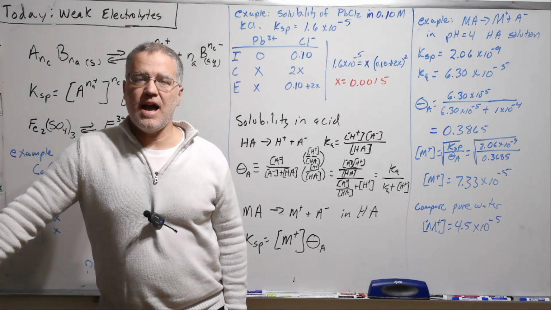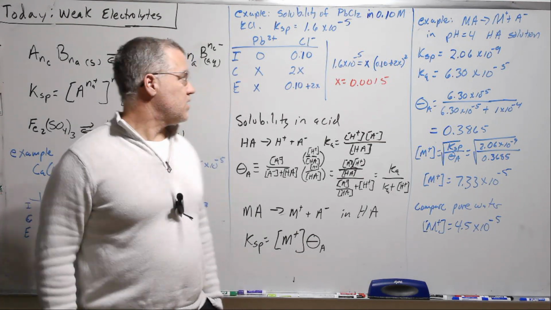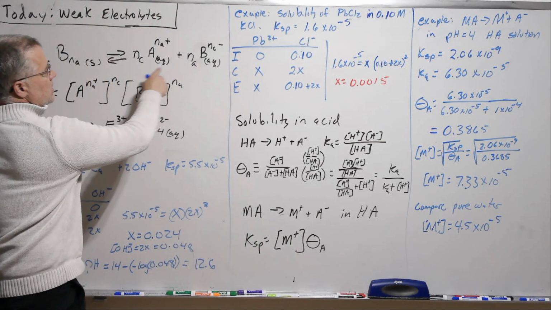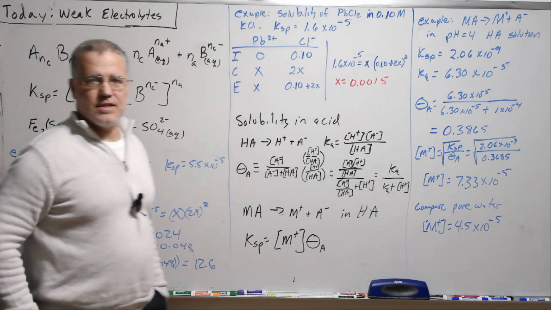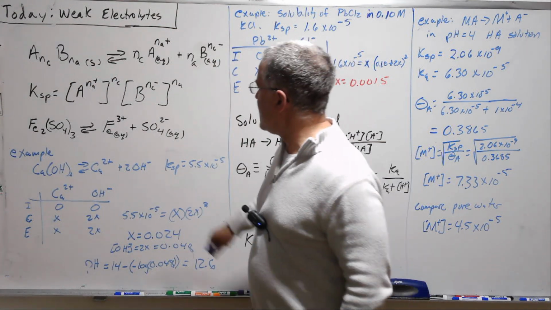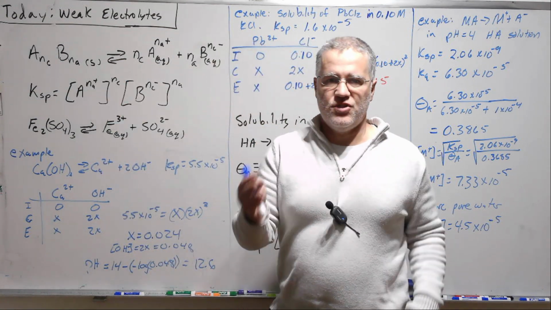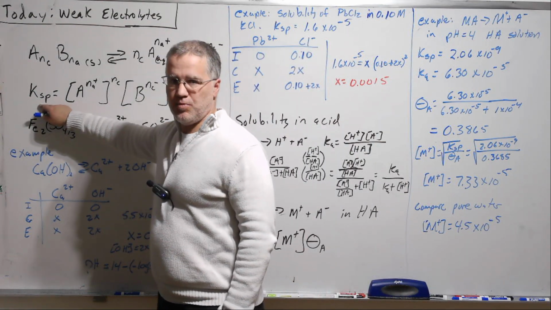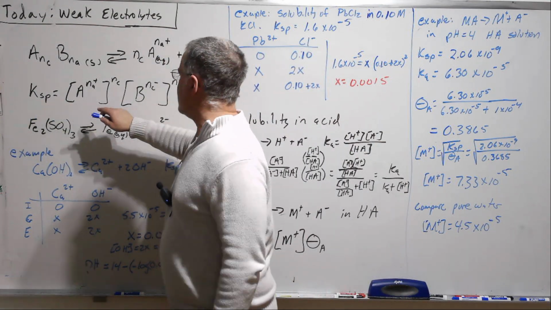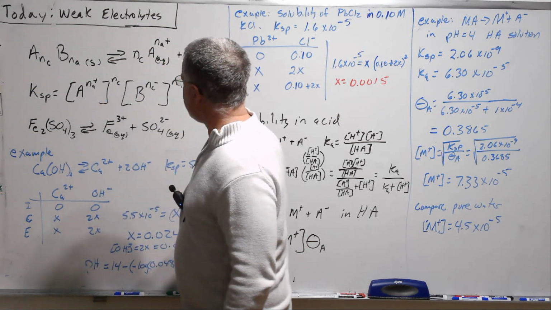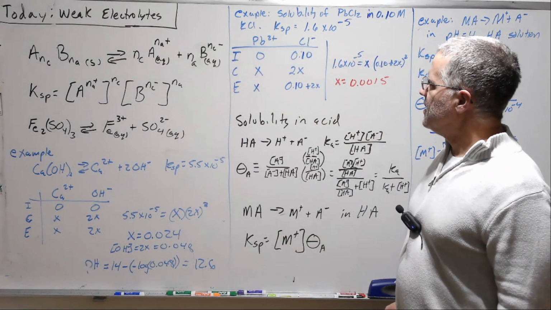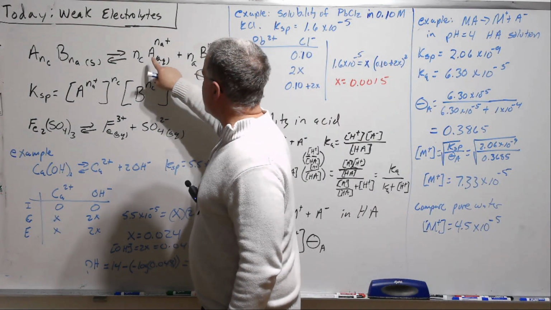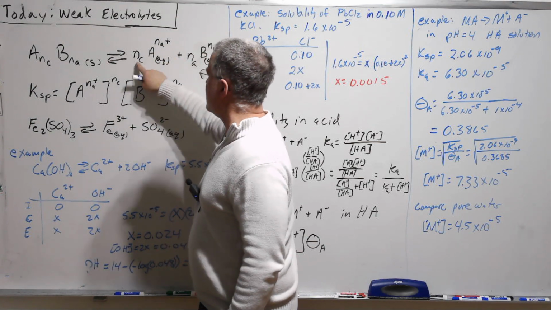Basically what we have is a solid going to aqueous ions, and we write the K for that. Because this is a solid, we have just one in the denominator. And so our K, which we call the KSP, or solubility product, is simply the concentration of each ion raised to the stoichiometric factor.